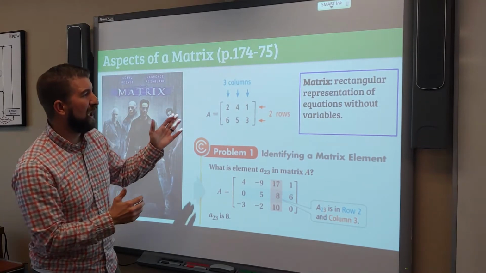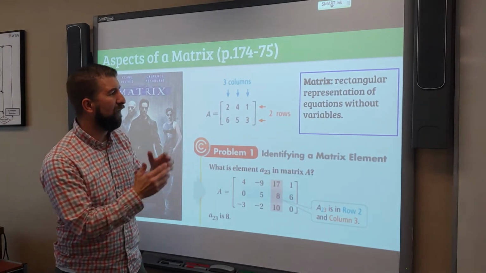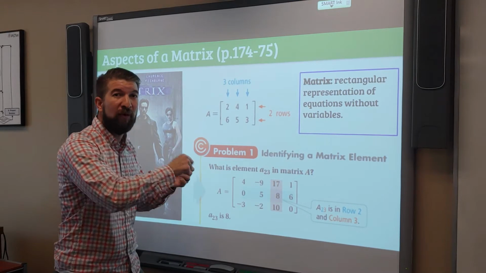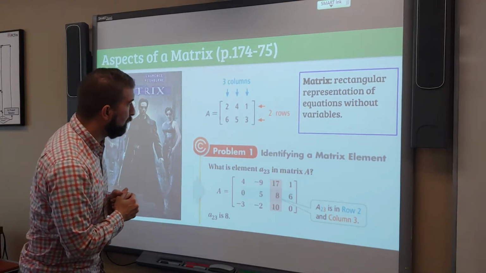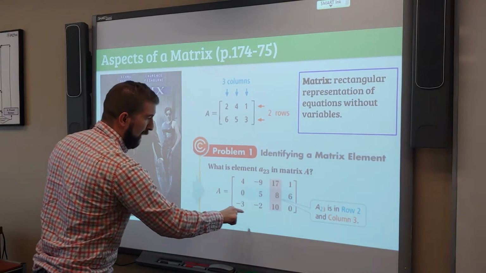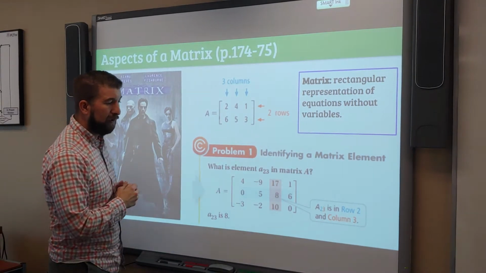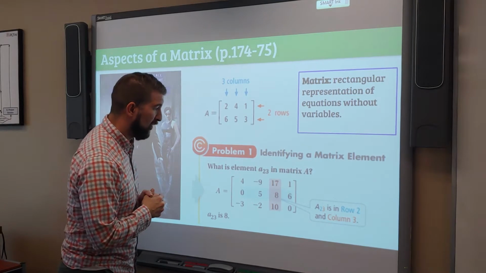So a matrix is just a rectangular representation of equations without variables. So we're removing the letters and just leaving the numbers. So this is what a matrix looks like with 3 different linear equations.